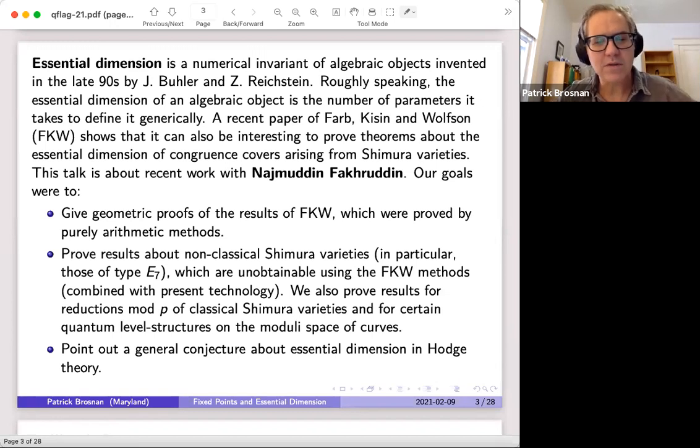We also prove results for reduction mod p of classical Shimura varieties. For example, if I take A_g and reduce it mod p, we can get new results for that. And for certain quantum level structures in the moduli space of curves, so those are like exotic level structures on M_g. And we point out a general conjecture about essential dimension in Hodge theory. So we have a general guess of what's going on Hodge theoretically.